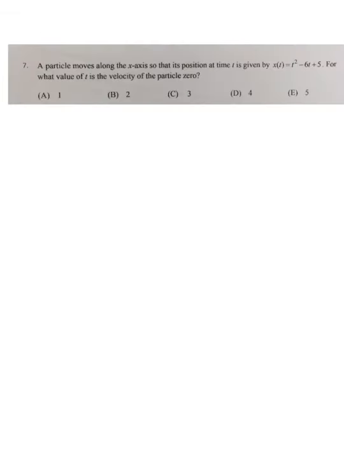Okay, so this is an easy one. We just take the velocity, 2t minus 6, and set it equal to 0. t equals 3.